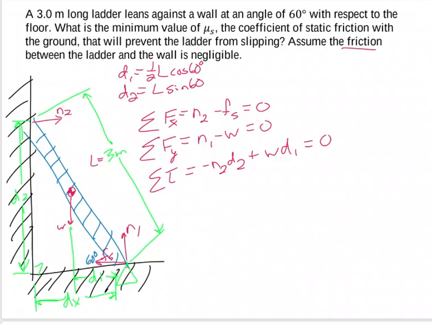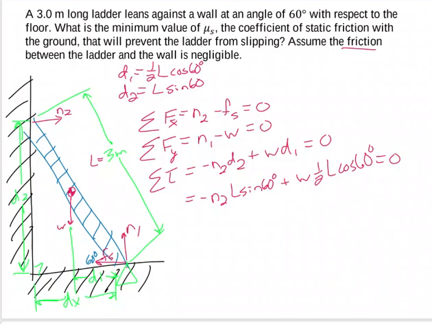So we're trying to find normal forces. I think we should stop before, and we can substitute in now. We have negative N2, d2 is actually L sine 60 degrees, plus W, d1 is actually 1/2 L cosine 60 degrees. And this equals 0. So we'd have to solve for N2. Do I know the weight? Yeah. Do I know the length? Yeah. We know everything. I know sine 60, so I can solve for N2 right now.